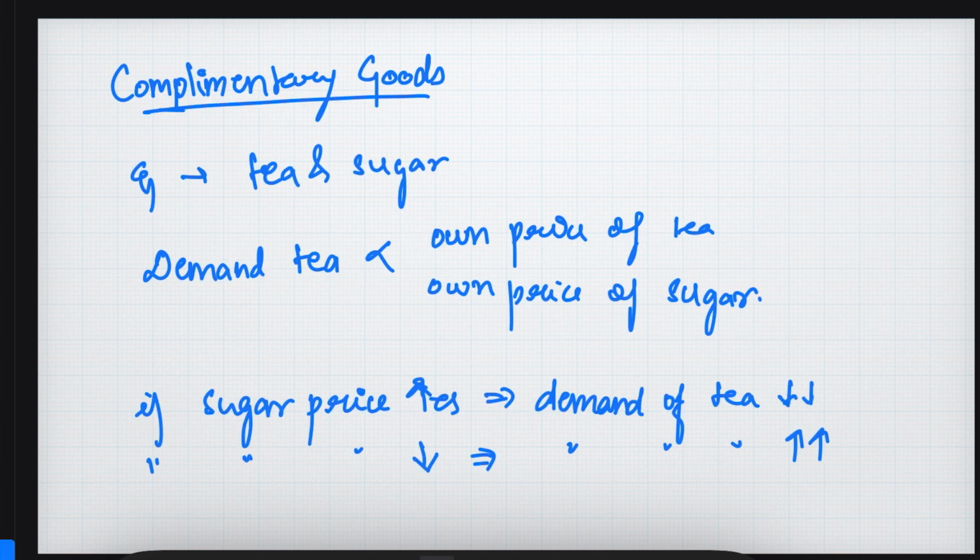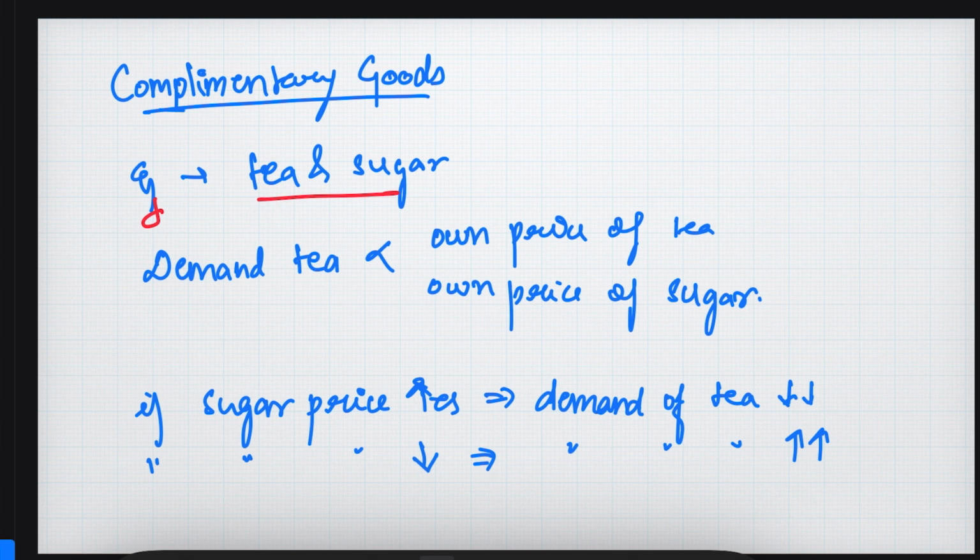Now coming on to complementary goods. An example of complementary goods would be tea and sugar. The demand for tea depends upon own price of tea and own price of sugar. Now complementary goods are the goods which cannot do without one another, like you cannot have tea without sugar. So these are complementary goods. Demand for tea depends upon own price of tea as well as the own price of sugar.